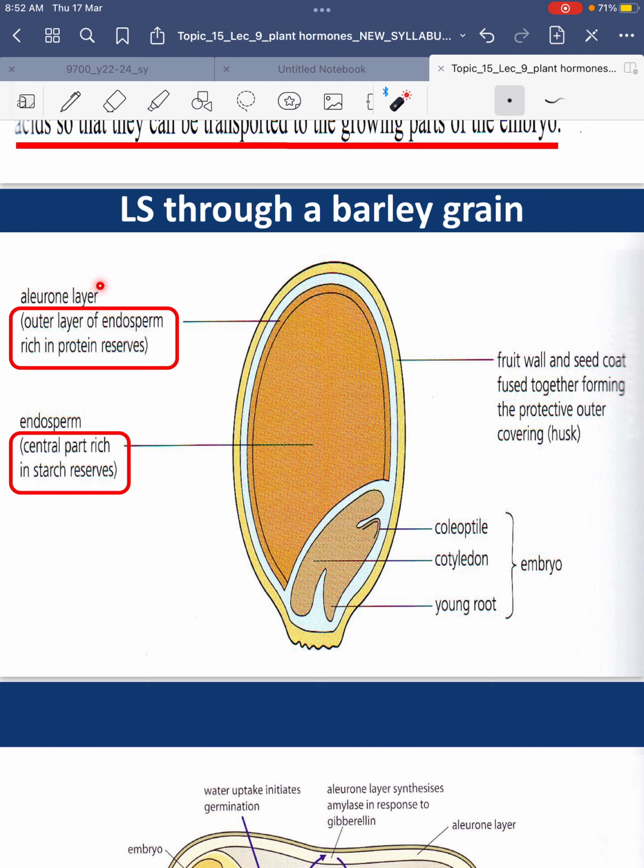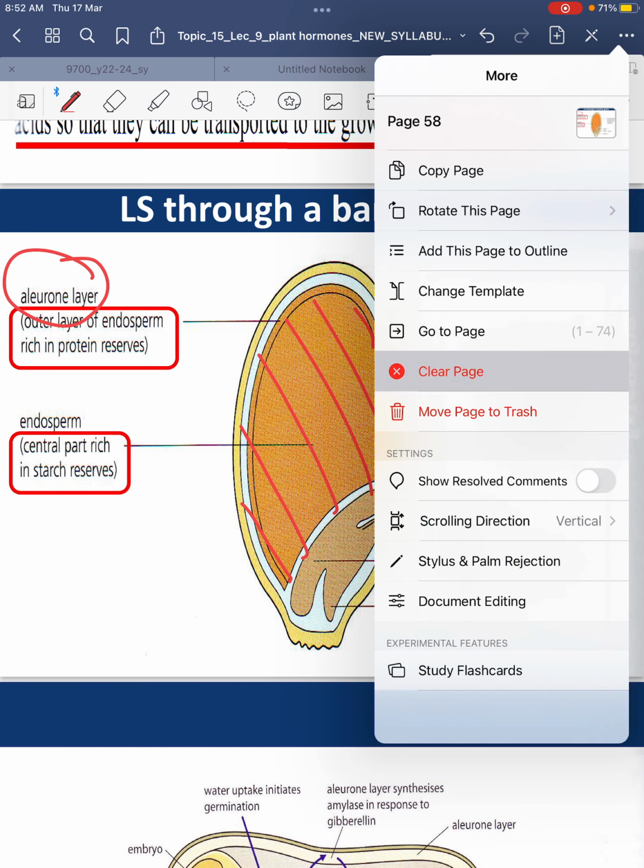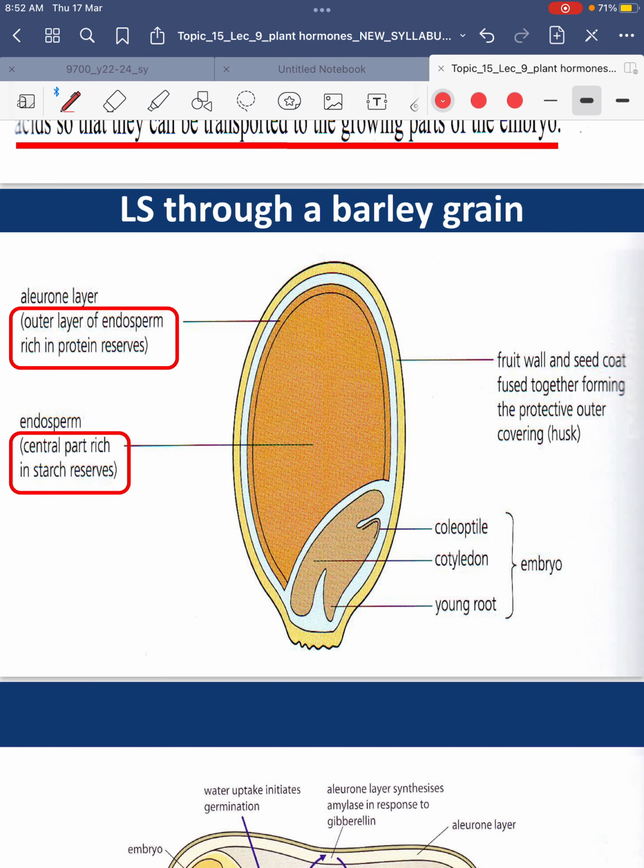The aleurone layer is actually part of the endosperm. So when we say endosperm, in general, we say that it contains fats, protein, and starch. But to be more specific, the protein is present in the aleurone layer, because the aleurone layer is part of the endosperm. It's the outer layer of the endosperm.